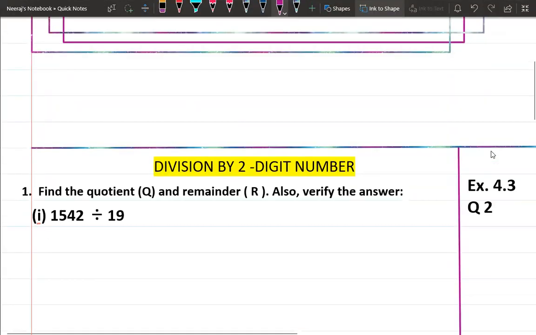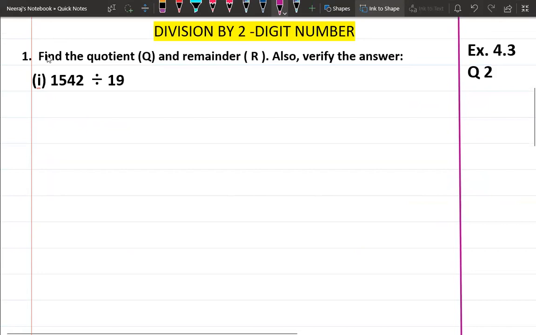So for it, let's discuss the first example. Here we have a question to find the quotient and remainder, that is R, and also we will verify the answer. The example given is 1542. We have to divide it by 19, a two-digit number. You can see that we are dividing by a two-digit number. In the last class, we divided by a one-digit number. Now this time we are learning how to divide a number by a two-digit number.